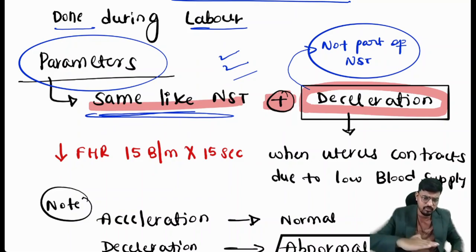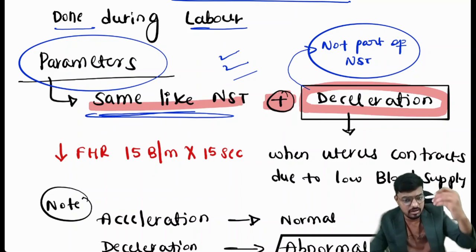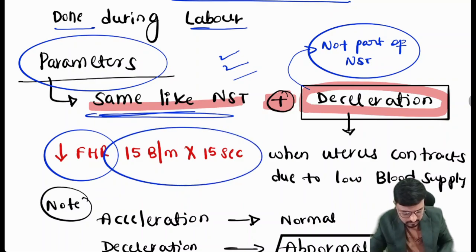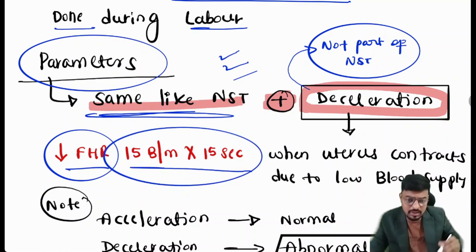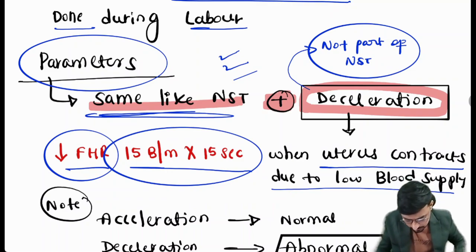Deceleration means a decrease in the fetal heart rate. How much does it decrease? Same as the acceleration: in acceleration it increases 15 beats per minute for 15 seconds, and in deceleration the fetal heart rate decreases 15 beats per minute for 15 seconds. It happens when the uterus contracts and, due to the low blood supply, the fetal heart rate decreases.